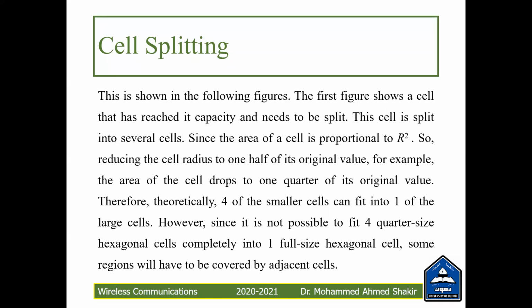So theoretically, we can say every one large cell can be occupied by 4 smaller cells. So every one congested cell will be replaced by 4 smaller cells that can fit into one of the large cells. However, since it's not possible, because of the hexagon shape, to fit 4 quarter-size hexagon cells completely into one full size hexagon cell, some regions will have to be covered by adjacent cells.